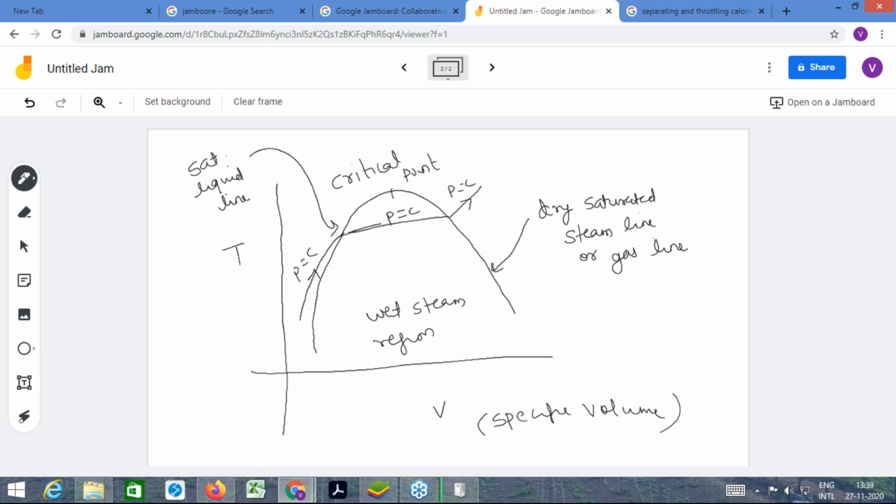Then I told you that this point, if I call it A, and this is B, and this is C, then point A, that is VA, will be the specific volume of saturated water. And VB will be the specific volume of dry saturated steam. So if you look at this, the first poll question was about comparing the steam volume with the liquid volume.